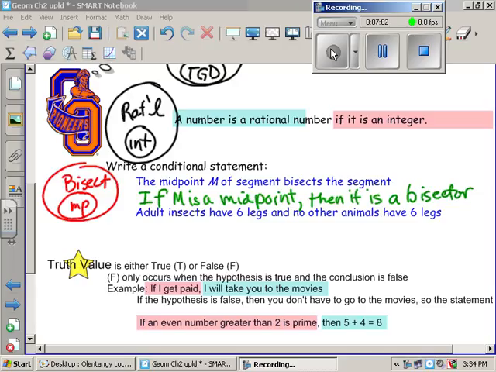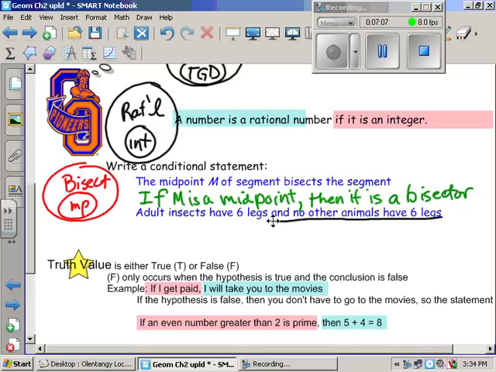Adult insects have 6 legs, and no other animal has 6 legs. So which is going to be the smaller group? The animals that have 6 legs or adult insects? Right, adult insects. So the larger group is going to be adult insects, and the smaller group is going to be the animals that have 6 legs. Okay, so take a minute and see if you can write it.